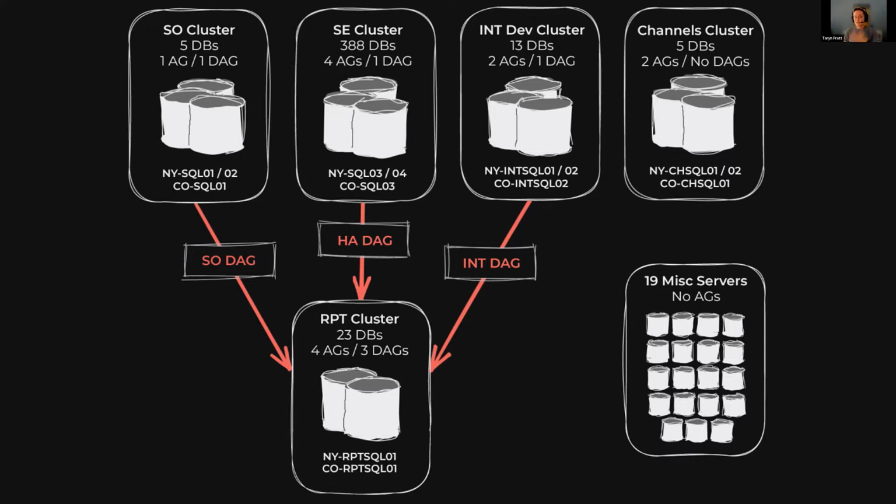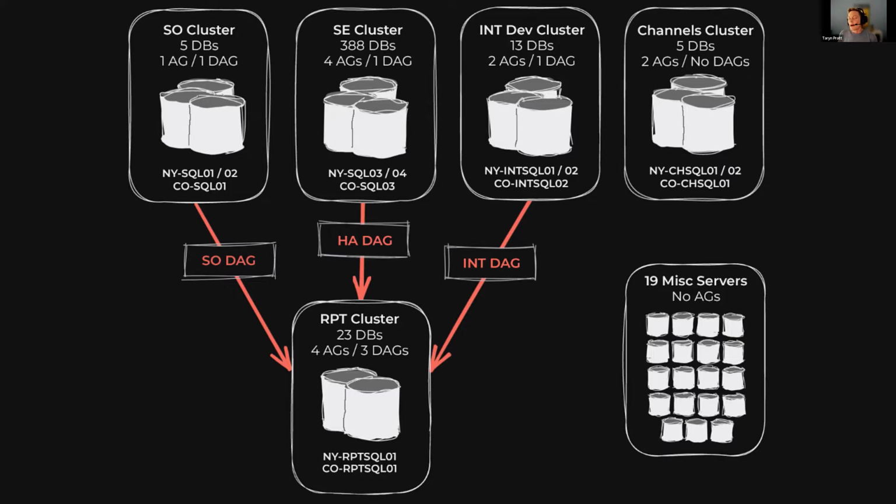And then you'll notice that we have these lovely red arrows: SODAG, HADAG, INTDAG. So across the infrastructure, outside of using Always On availability groups, we also use distributed availability groups. On the Stack Overflow cluster, there is an AG, but there's also a distributed AG that replicates the data from the Stack Overflow cluster down to our reporting cluster. I'm going to use reporting in quotes because it's like a rudimentary data warehouse. The reporting cluster gives the internal teams and engineers the ability to query live data in the databases without taking down production, hopefully.